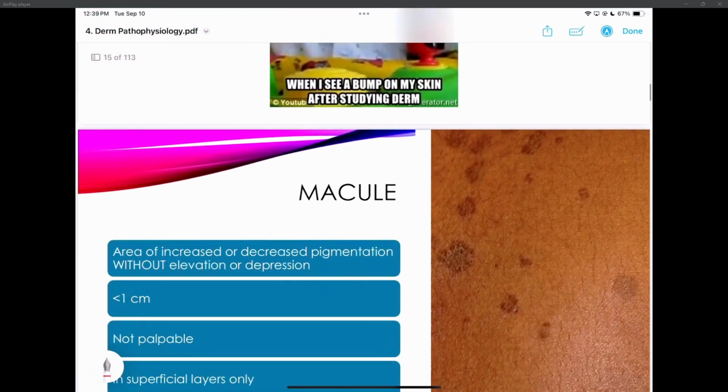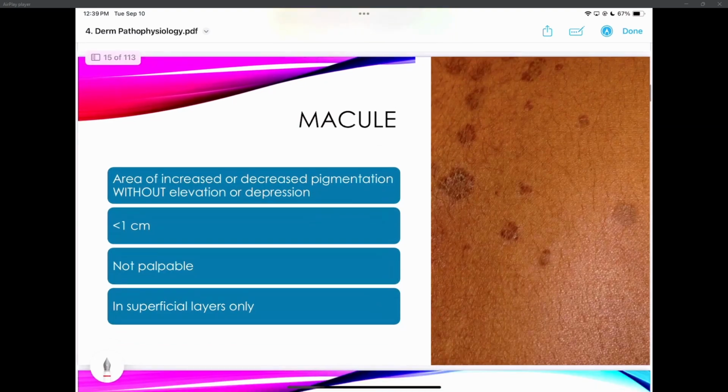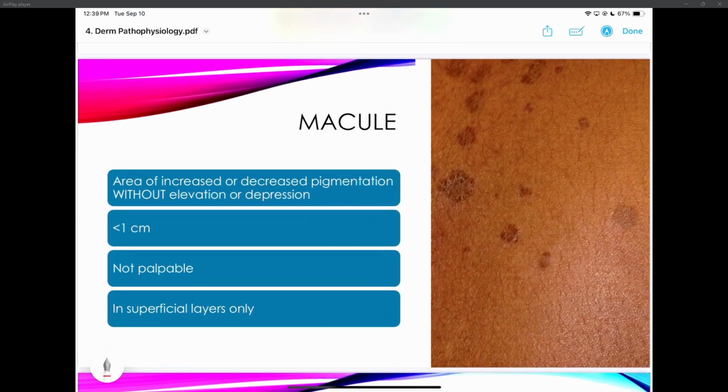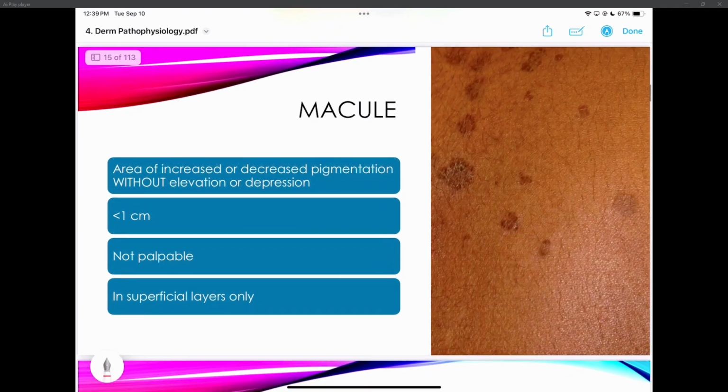Okay, so first thing we have to do is define all of the derm lesions. So the next bunch of slides are all going over all the different derm lesions. So a macule, and that's a picture of what a macule looks like. Increased or decreased pigmentation without elevation or depression. So if you're rubbing your finger over these lesions, you will not feel any rise in skin. It just blends right through. Macules are less than 1 centimeter in size. They're not palpable and only in the superficial layers of the epidermis.